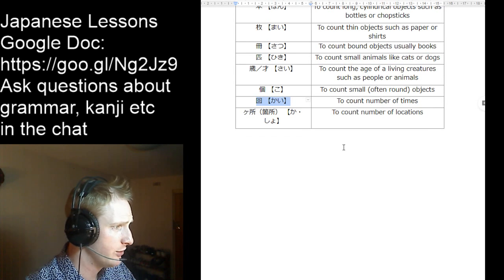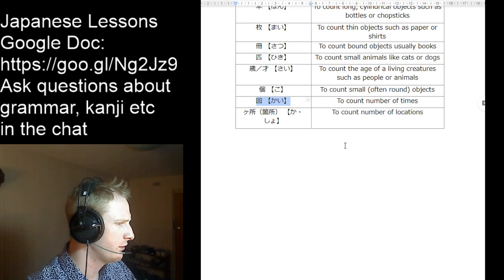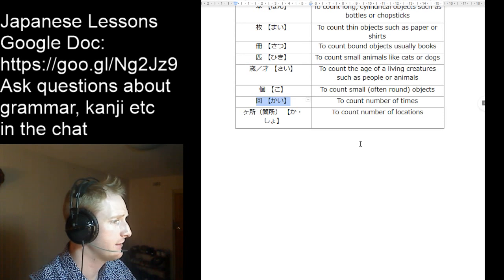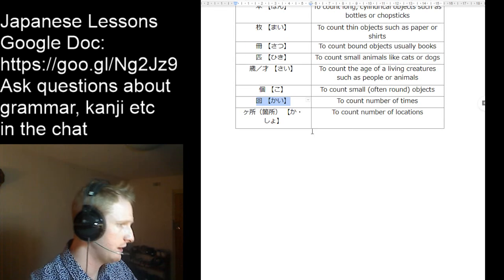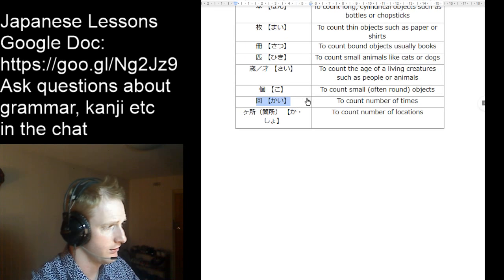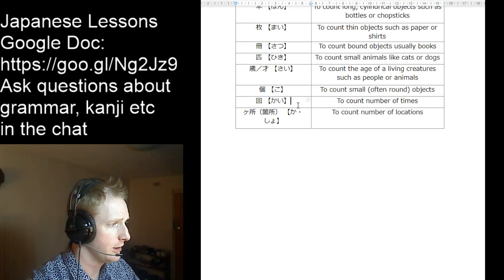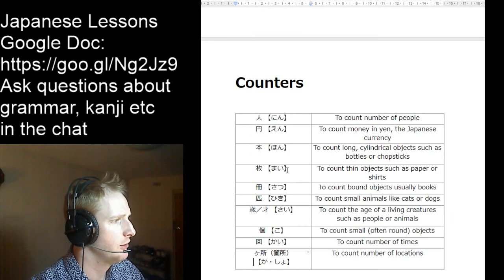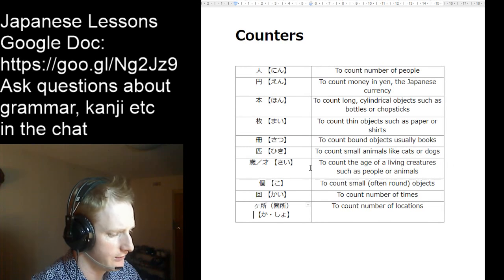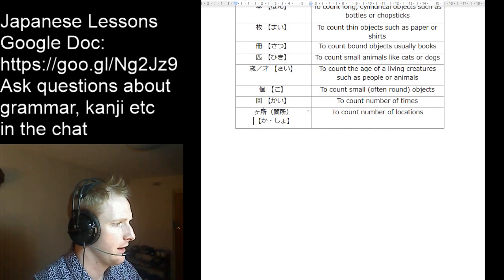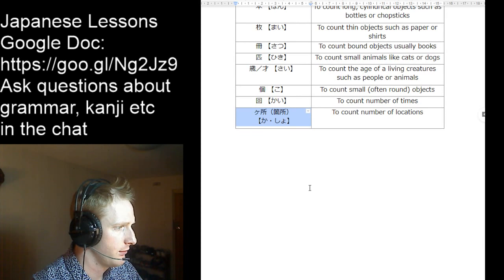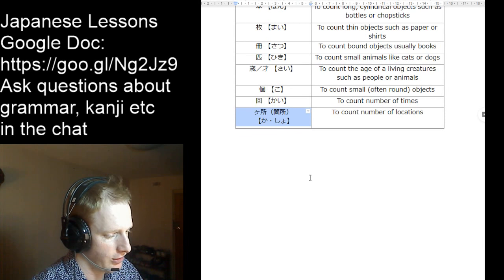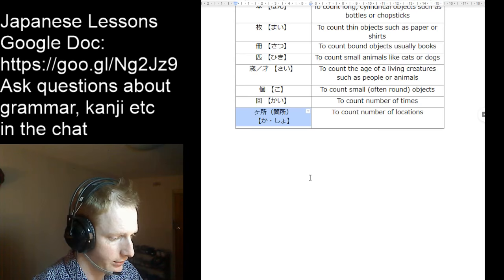Kai, so number of times. And some of you might also recognize kai as a counter for floors. So you say ikkai, nikai, sankai when you're talking about floors of a building. That's a different kanji though, but yes, that is also a kind of important one. Now this one, not super important, kasho, relative to all these. But it's used to count number of locations. So when you travel around the world, you can say.